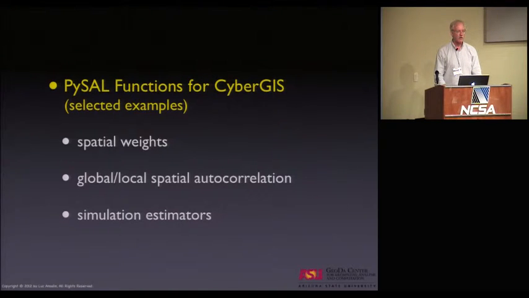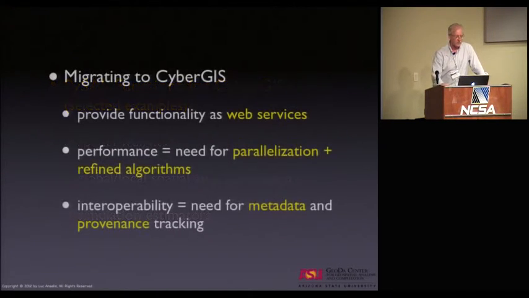The high priority items that we're currently working on for moving to a CyberGIS environment are spatial weights, because they are so fundamental to many operations. The application of global and local spatial autocorrelation, where the inference is carried out by means of permutation, which is simulation-based and highly scalable, and then various types of simulation estimators that come out of spatial econometrics.